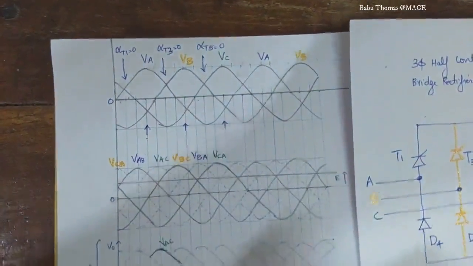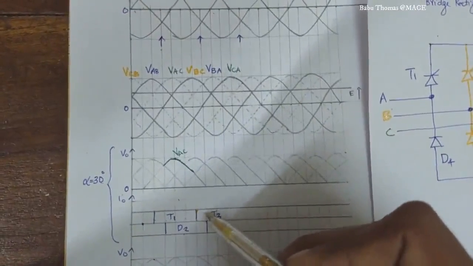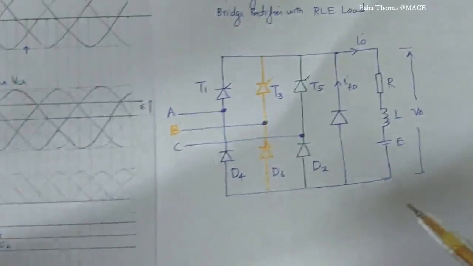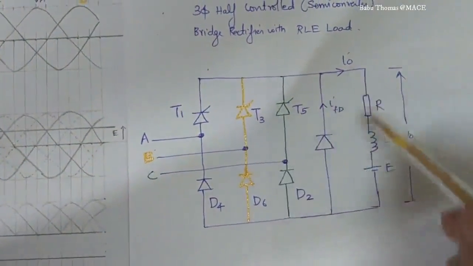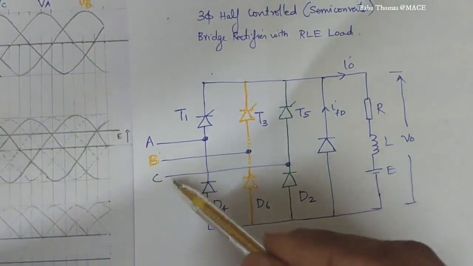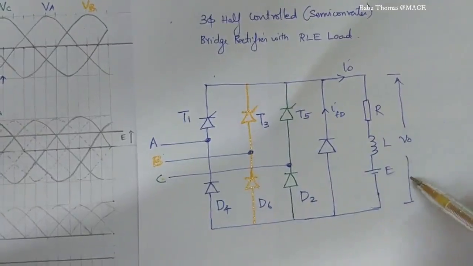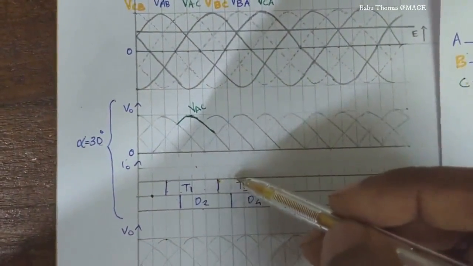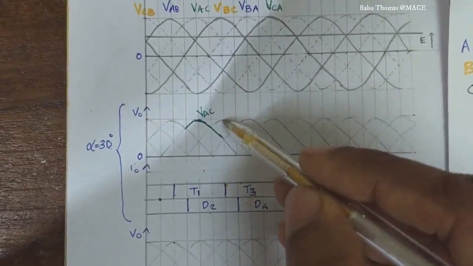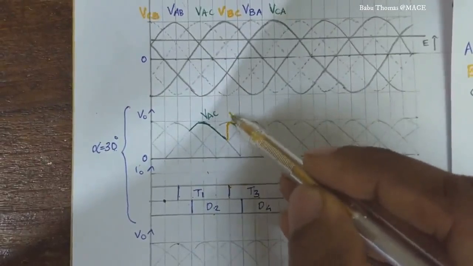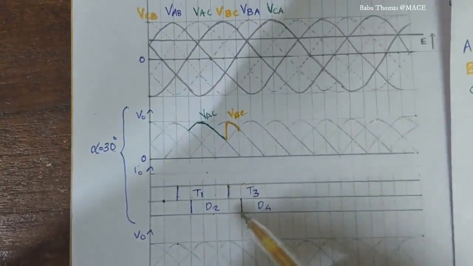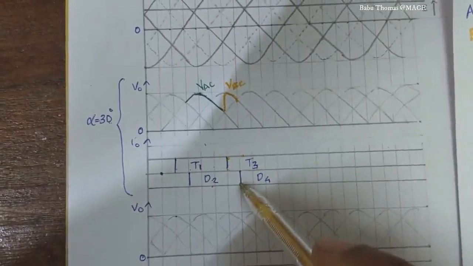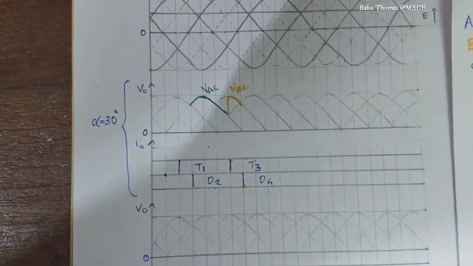So this is the instant at which we trigger the thyristor T3. Now the devices conducting at this instant are T3 and D2. So T3 and D2 indicates the path B, T3, RLE, D2 and to the point C. Therefore VBC appears across the load as V naught. So during this instant, from this particular point till here, the voltage across the load is VBC. So this is VBC. Since the diodes are uncontrolled devices, here D2 will get reverse biased and D4 will start conducting.